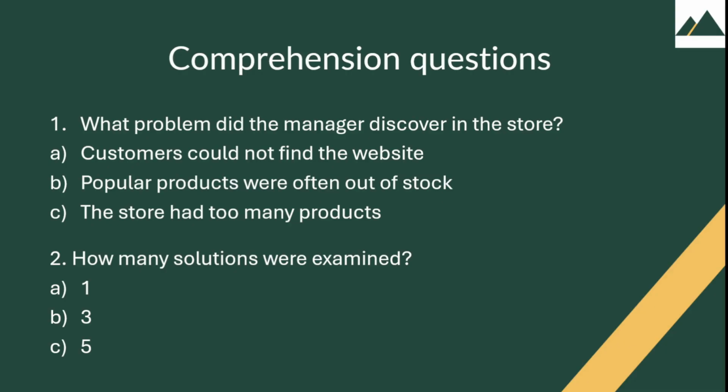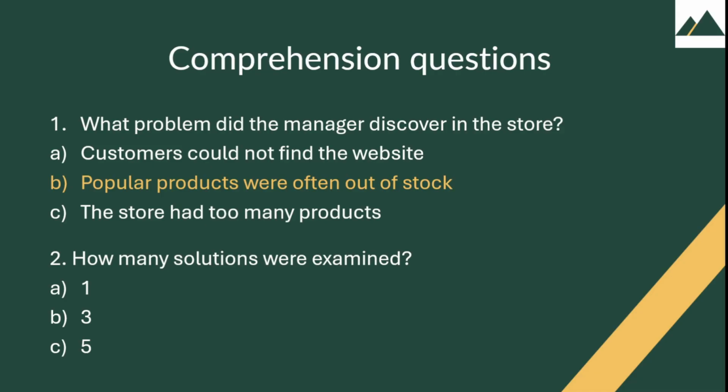Number 2. How many solutions were examined? Was it 1, 3 or 5? Now we can check your answers. Number 1. What problem did the manager discover in the store? The problem was that products were often out of stock, but the customers thought they were in stock because it said on the website. So the answer was B. Popular products were often out of stock.